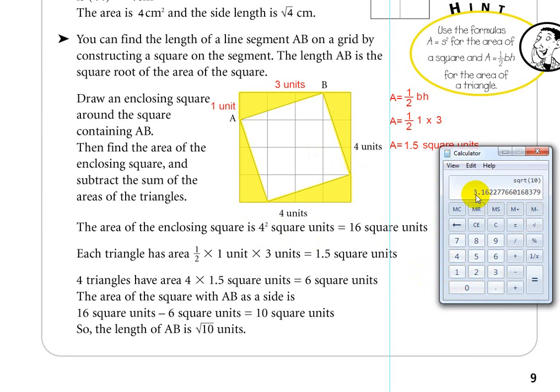So that's how you do it. You might have to watch this a couple times, but this gives you the idea. Find out the triangles first, there's 4 of them, subtract that from the full, and then find the square root of that, which is the square root of 10. And we're done.